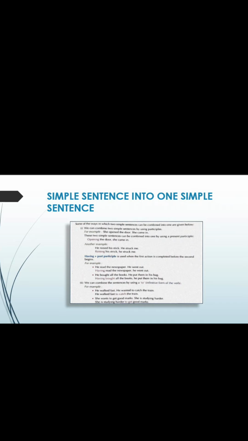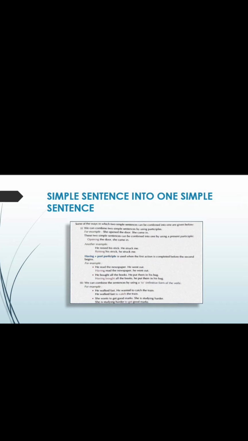The other one could be like he raised his stick, he struck me. I would combine it by saying raising his stick, he struck me. Now you see the meaning hasn't changed, right? Now one could say that we could use a conjunction, but here we are telling you different ways of combining two simple sentences, or two compound sentences, or two complex sentences, and we are learning various ways.